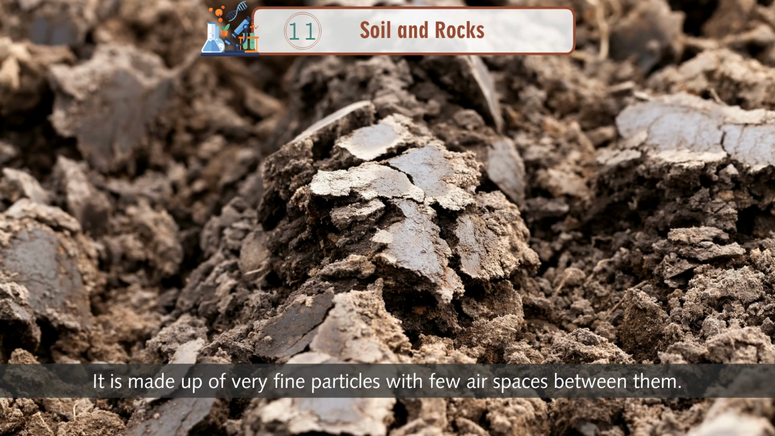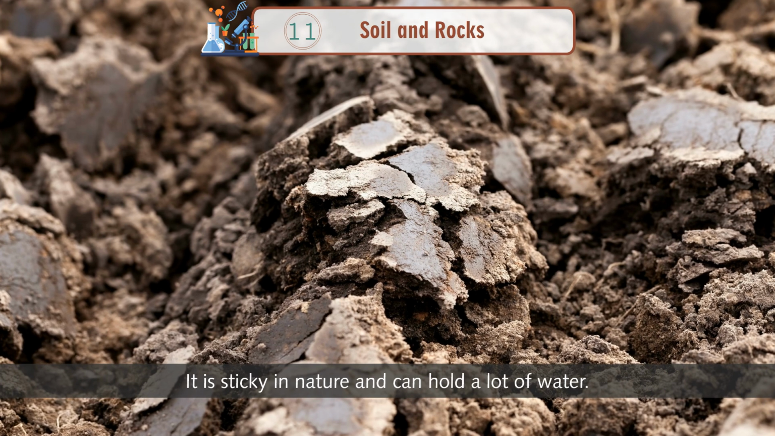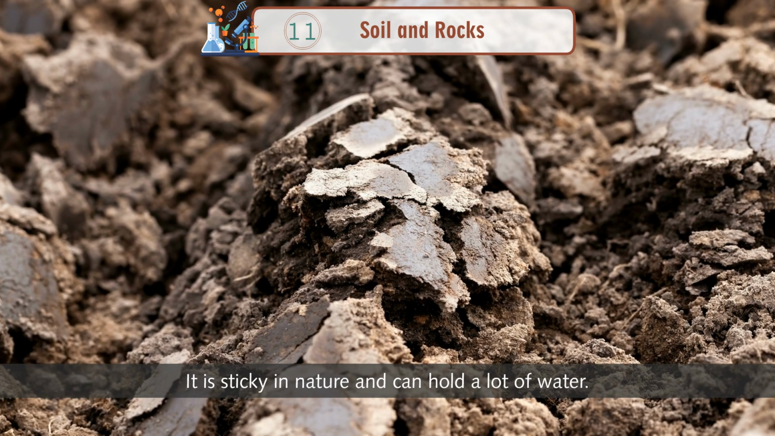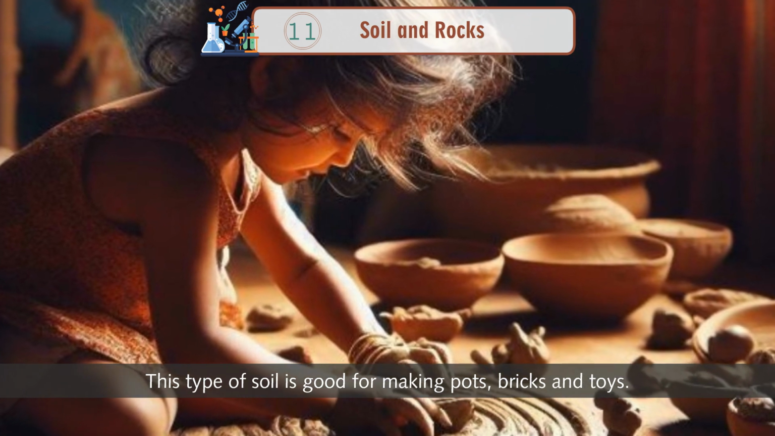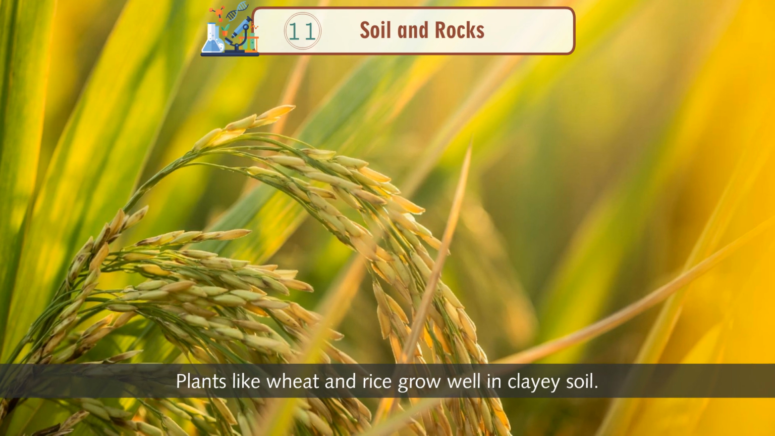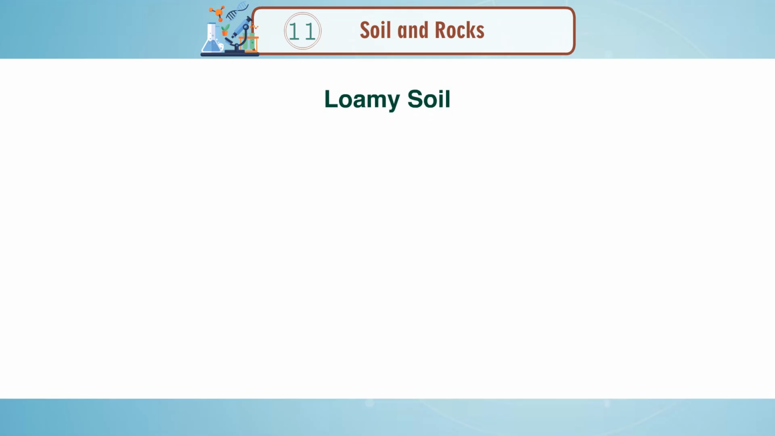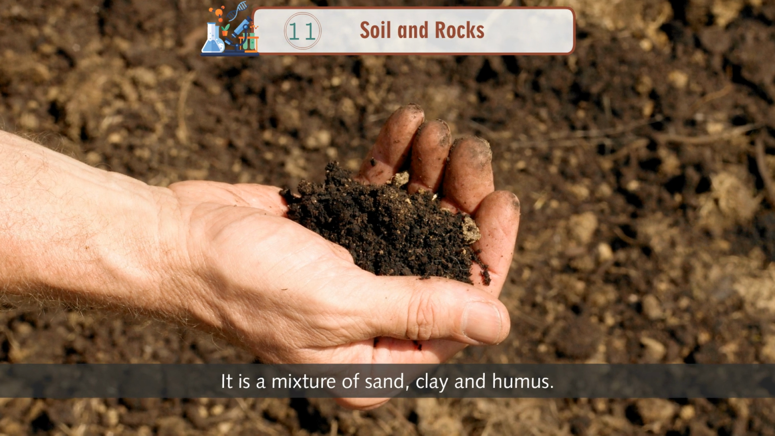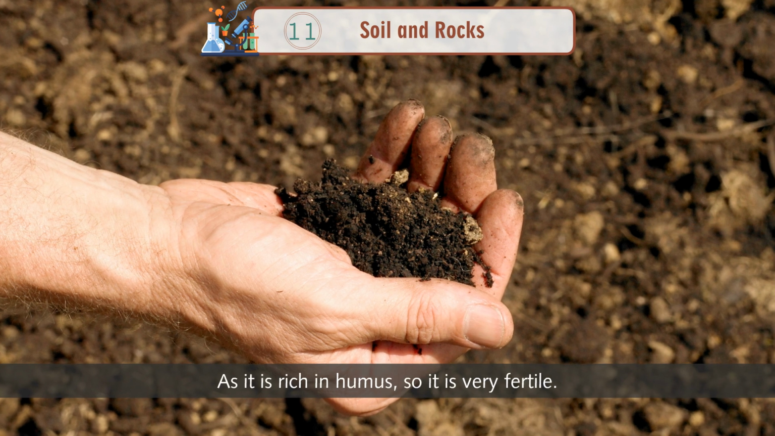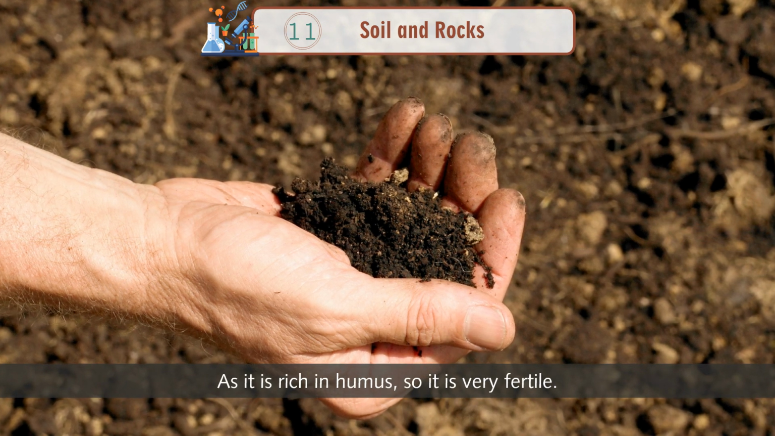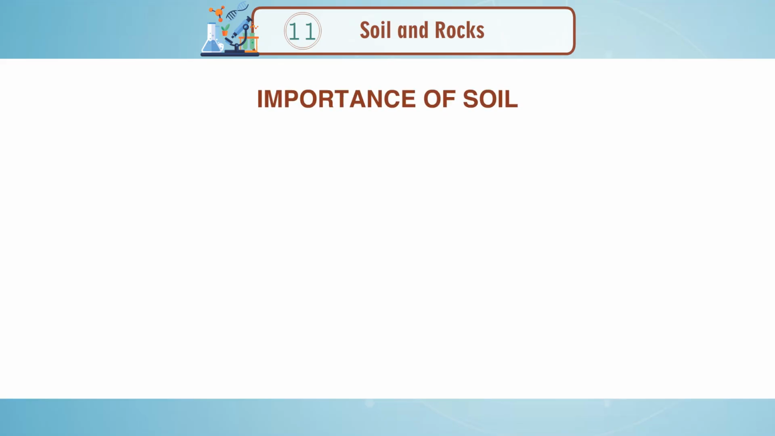Clayey soil. It is made up of very fine particles with few air spaces between them. It is sticky in nature and can hold a lot of water. This type of soil is good for making pots, bricks, and toys. Plants like wheat and rice grow well in clayey soil. Loamy soil. It is a mixture of sand, clay, and humus. Loam can hold both air and water. As it is rich in humus, it is very fertile. It is the ideal soil for the growth of plants.